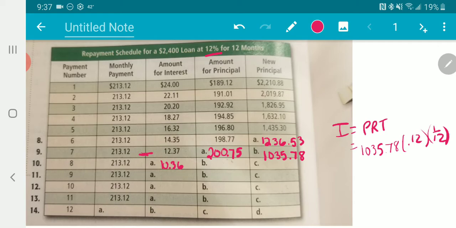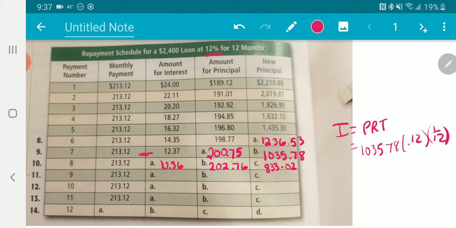So we can subtract that interest from our monthly payment. So $213.12 minus $10.36 to get our payment for the principal to be $202.76. And then subtract that from our principal again. So a tedious process, but this is how loans work. 202.76, and my new principal is $833.02.